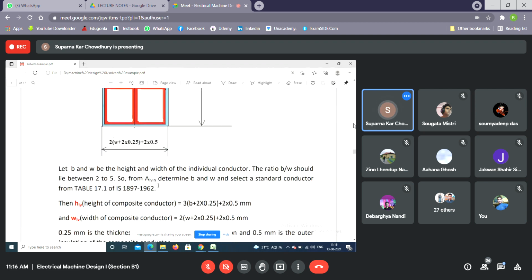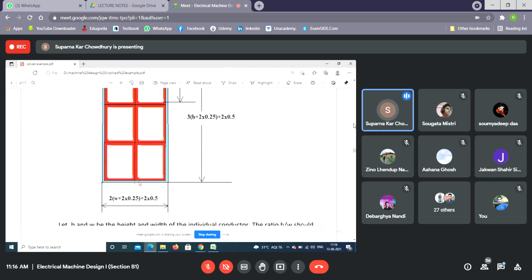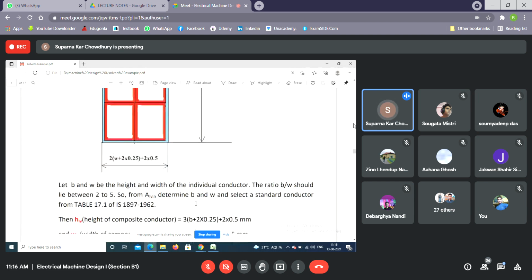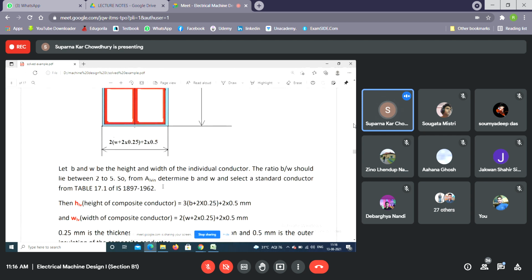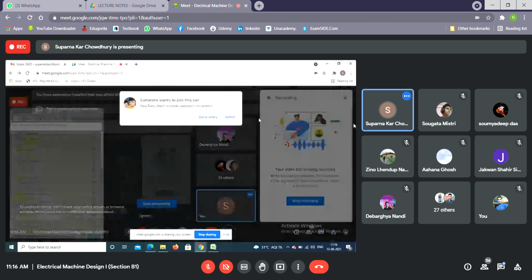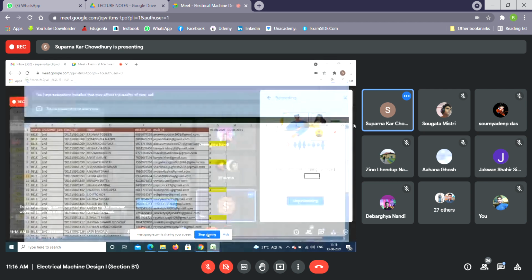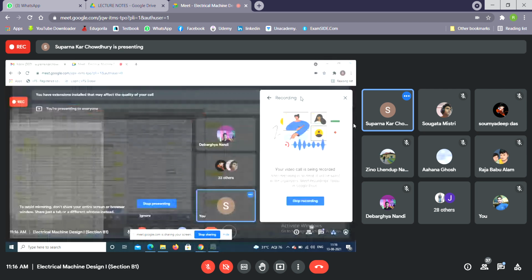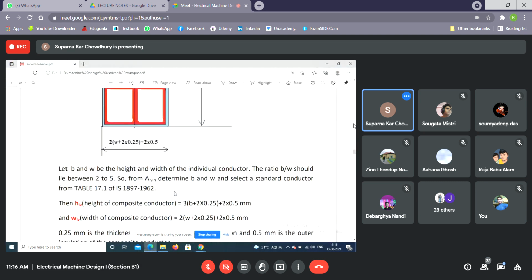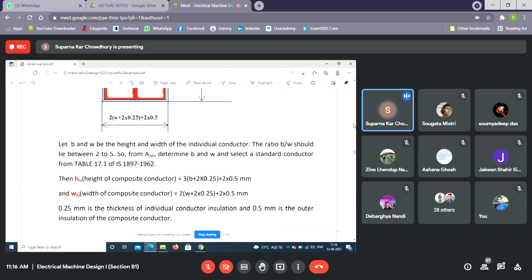Now for the conductors, you cannot go for any value. So there are standard tables available, because there are normal standard conductor sizes which are manufactured. So we have height of the HV winding and width of the HV winding, and height of the LV winding and width of the LV winding.